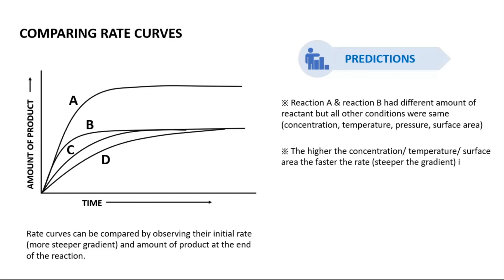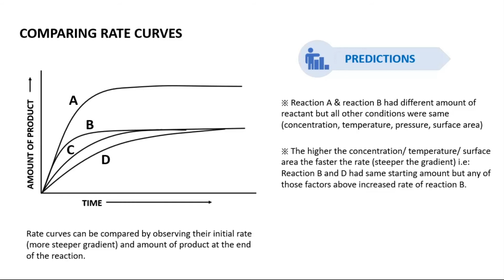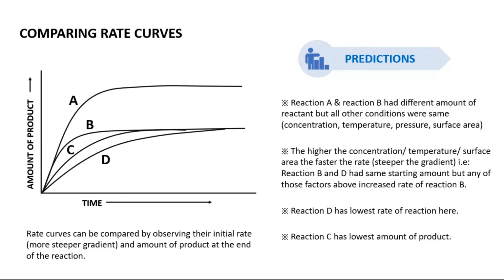We know the higher the concentration, temperature or surface area, the faster the rate or steeper the gradient. Reaction B and D had same starting amount of reactant, but one of these factors increased the reaction rate of B because they ended with same amount of product but started with different initial rate. Reaction D has least steeper curve, so we can say that reaction D has the lowest rate of reaction. If we compare the amount of product, we will see that reaction C has lowest amount of product according to our graph. This is how we can apply our knowledge of reaction rate to observe different reactions.